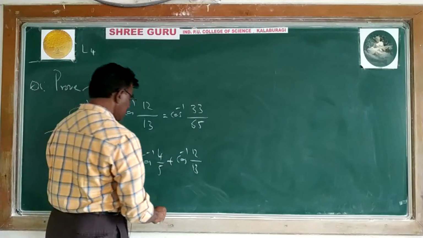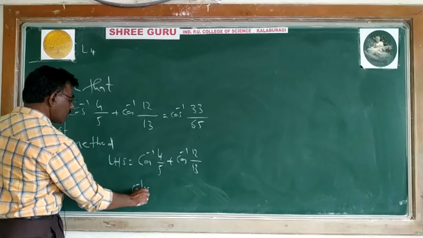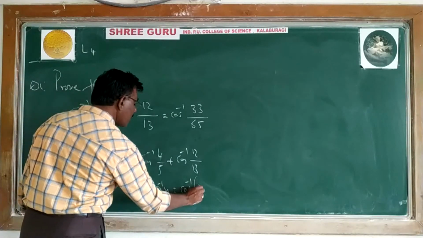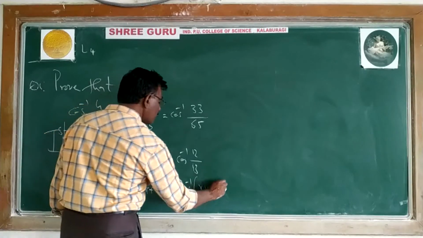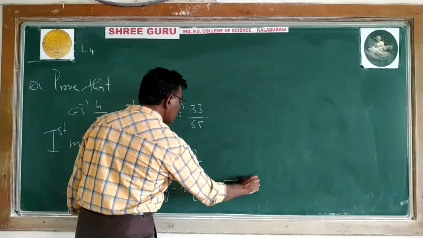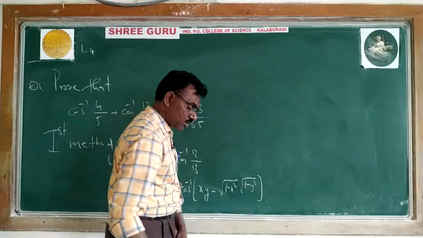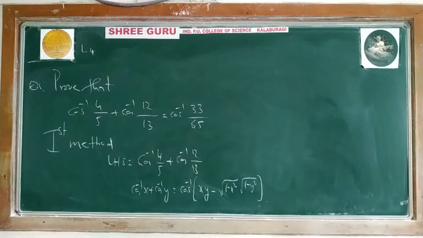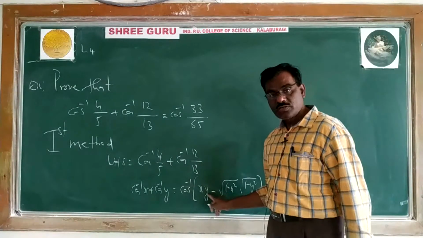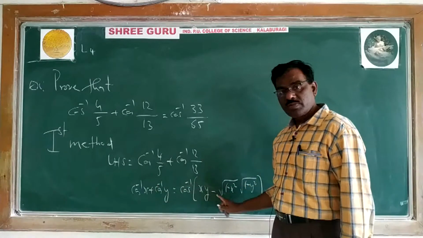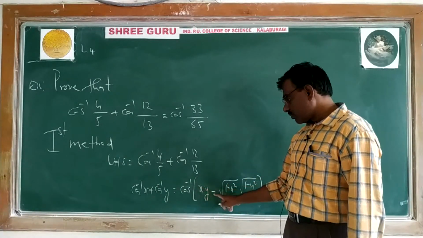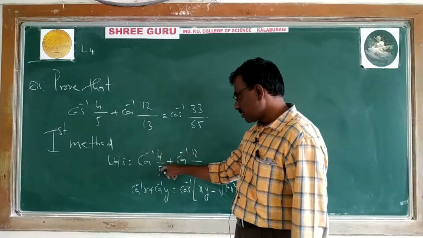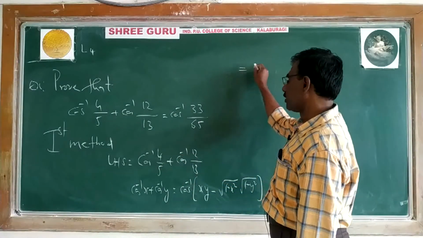What is the formula? Cos inverse of x plus cos inverse of y is equal to cos inverse of xy minus root 1 minus x square into root 1 minus y square. This is the formula for cos inverse of x plus cos inverse of y: cos inverse of xy, where plus means minus. Now this is x, and this is y.